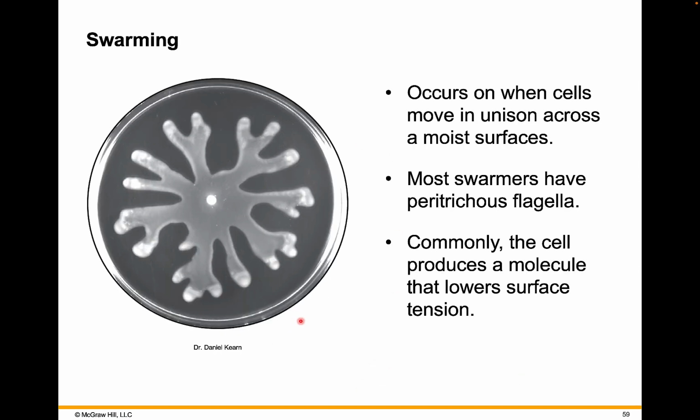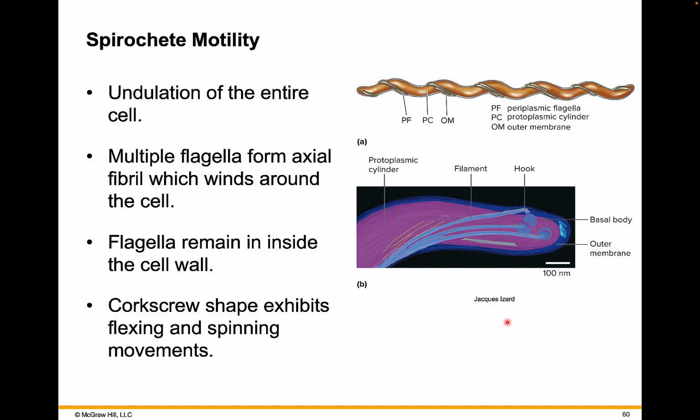So this is the swarming. We already talked about that. This is when the flagella move in unison across moist surfaces. Most swarmers have peritrichous flagella and produce a molecule that lowers the surface tension, and that's why they can spread across in this way.